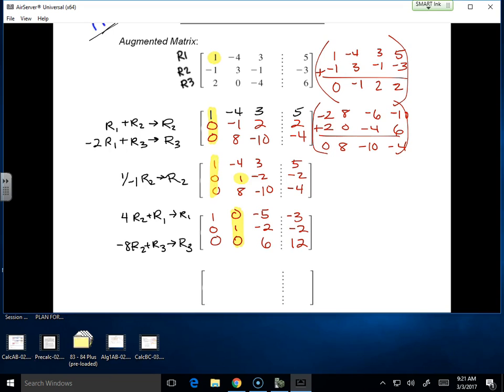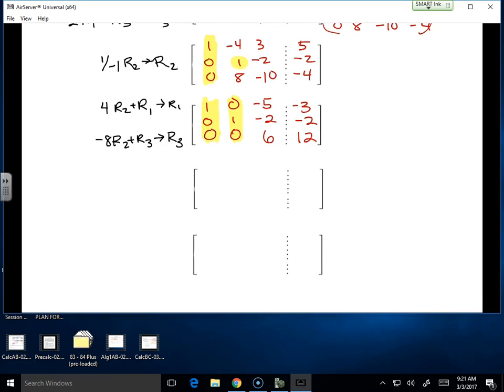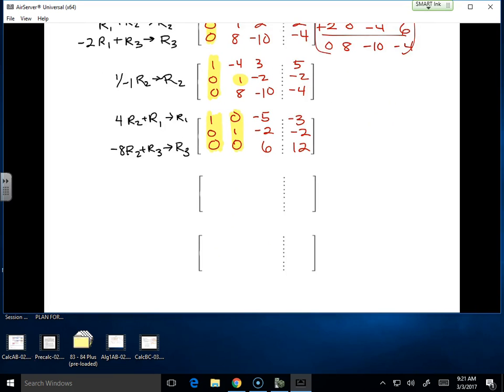So far, column 1 is staying good with the established 1, then column 1 and column 2 are good. It's now my turn to turn my attention to column number 3. To do column number 3, what's my very first thing to do? Establish the 1, which means I'm looking at that 6. How do I establish a 1? How do I change that 6? Multiply by the reciprocal of 6, so 1 over 6, times row 3 into row 3.